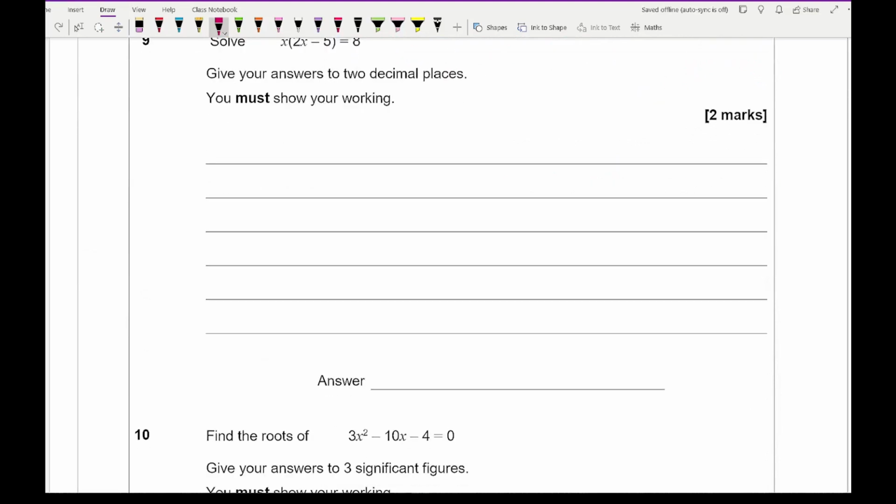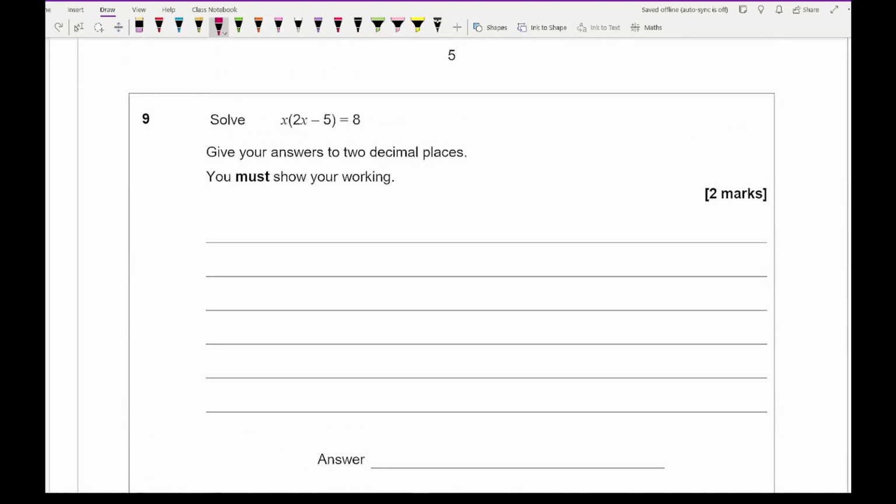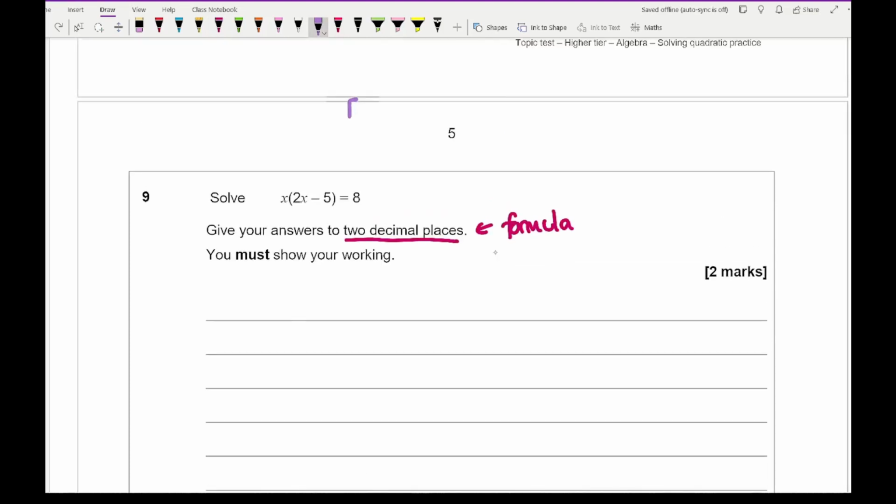Moving on to question 9, it says solve x(2x minus 5) equals 8. Give your answer to 2 decimal places. Sorry, I can't see the question. So looking at this, this is going to basically imply using the formula. And what I need to do is make this equal to 0. So expanding this out, we get 2x squared minus 5x equals 8. So 2x squared minus 5x minus 8 equals 0.